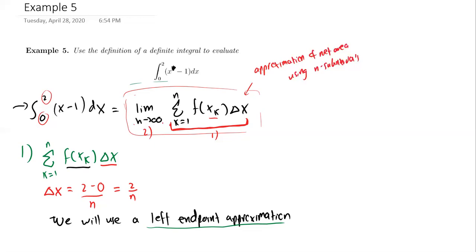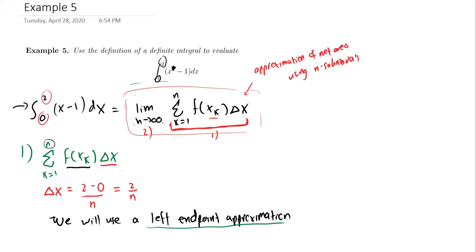Okay, so let's find change in x. You always subtract the endpoints of your interval and divide by the number of subintervals. The interval is 0 to 2. So we subtract the endpoints: 2 minus 0 is 2. How many subintervals are we doing? Well, by definition, this is an approximation that's using n subintervals. So we're going to divide by n.